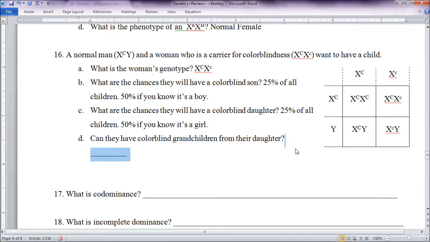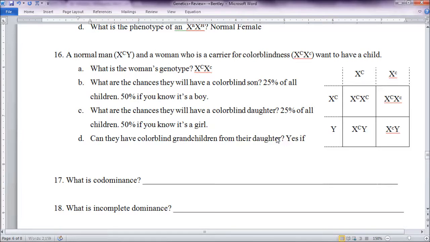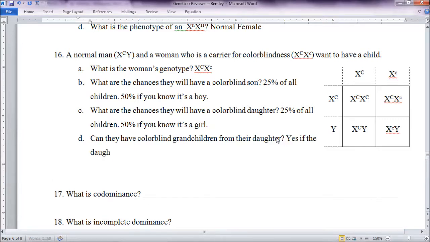So can they have a colorblind grandchild from their daughter? Well, let's see. If we have two different daughters, it depends. It depends on what daughter it is. So I'm going to say it depends on what daughter. Yes, if the daughter is a carrier, and I just realized that everything I just said was wrong. I'm going to have to edit all that out. Or not, I'll leave it in and show you my mistake.